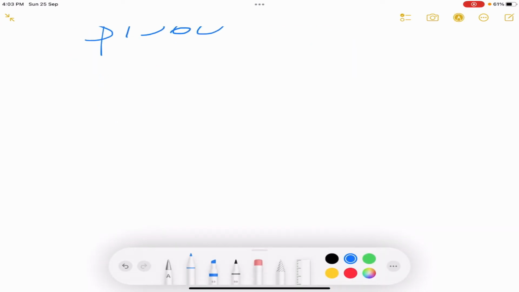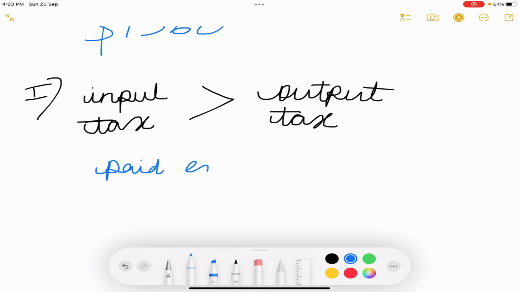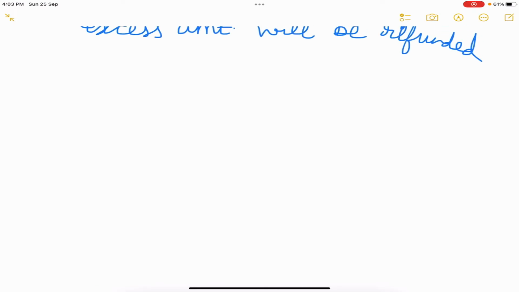There are two conditions. Let us assume that there is a situation where the input tax, which is the tax you have already paid to the government, is more than the output tax. Output tax is the actual amount which you have to pay. This means you have paid excess, so the excess amount will be refunded. And this is one case. Clear? Now let's see what the other case is.